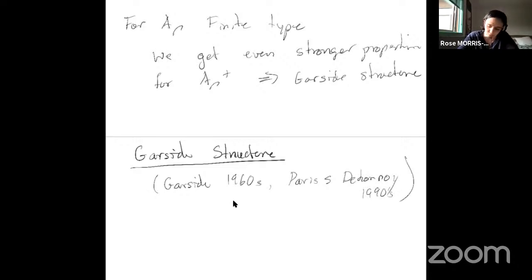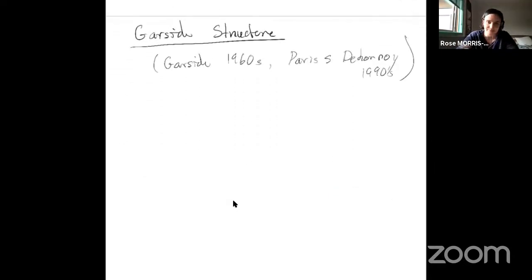Dehornoy actually has a whole book called Garside Structures, and you can go and read it. So this is going to be very, very brief. And then he defines what's called a Garside group, which is a group that has a Garside structure, and he proves all this stuff. But the main examples of Garside groups are these finite type Artin groups. We don't really have any other examples. So anyway, what is a Garside structure?